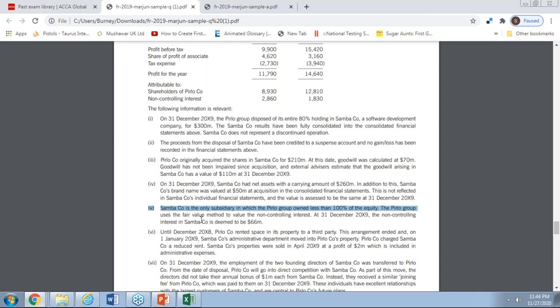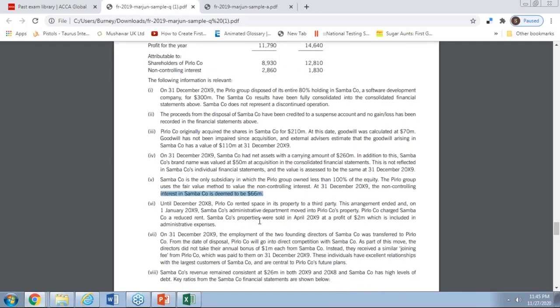Samba is a subsidiary in which the Pillu owned less than 100% of the entity. The Pillu group uses the fair value method. Okay, first you have to identify from this statement that the Pillu has more than one subsidiary, and Samba is one of the subsidiaries in which it has 80% shares, and all other subsidiaries are 100% owned. And it says that the value of the non-controlling interest is 66.